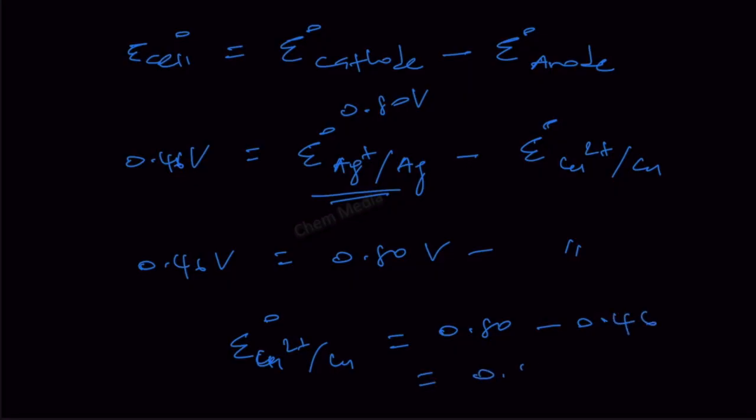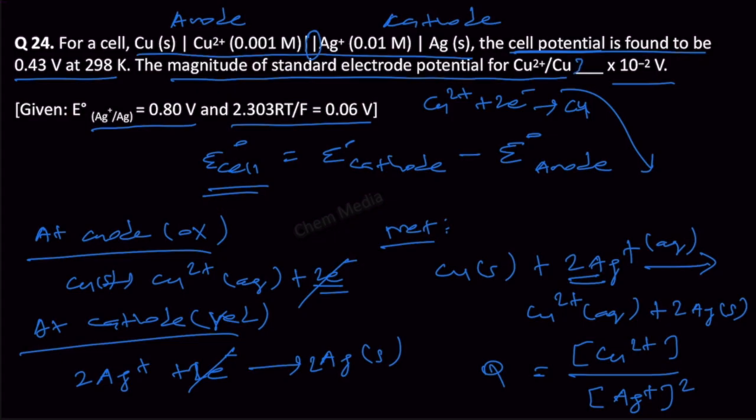equal to 0.34. But we need the answer in terms of 10 to the power minus 2. So therefore 34 times 10 to the power minus 2 volt. So this means 34 is the correct answer. So therefore 34 times 10 to the power minus 2 volts.